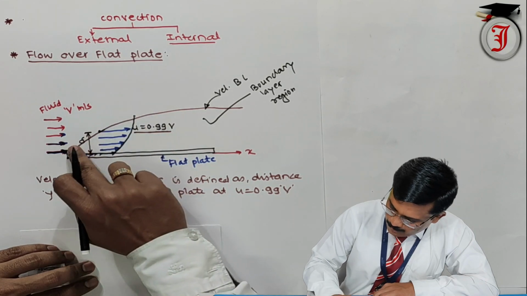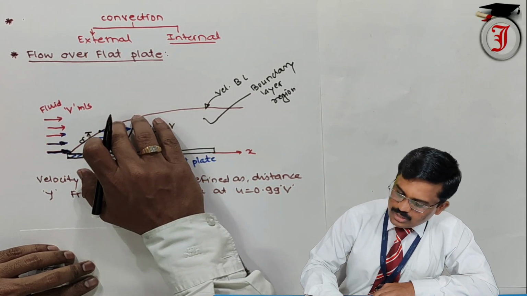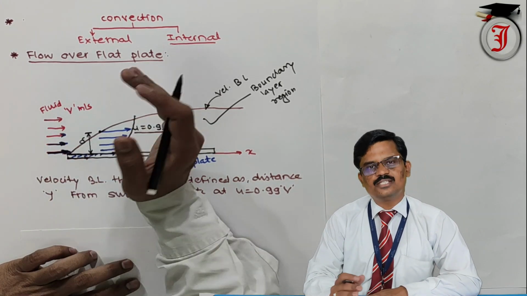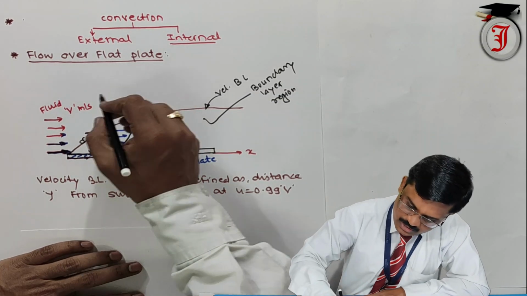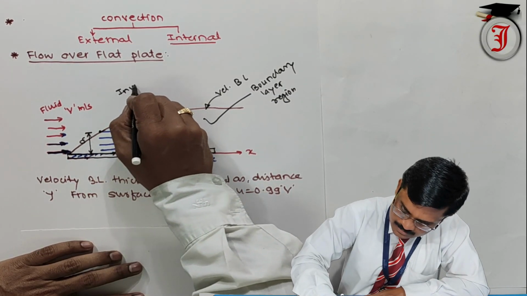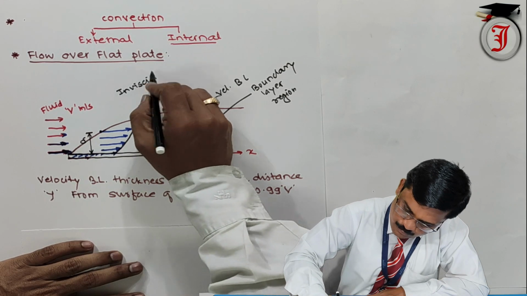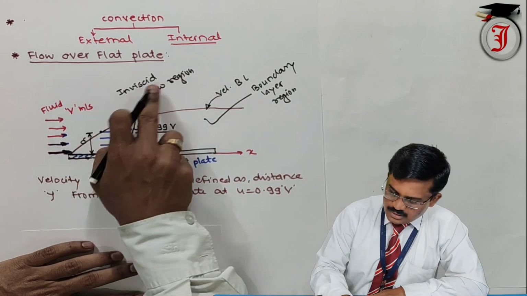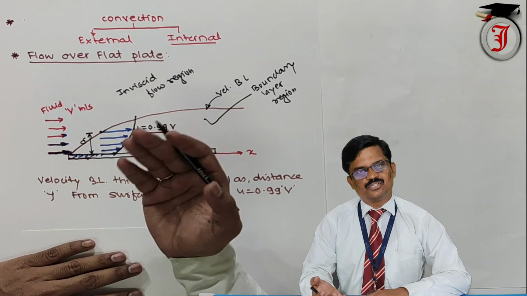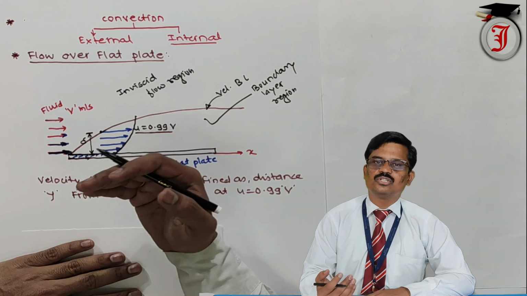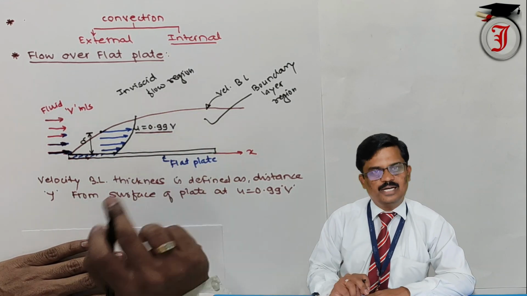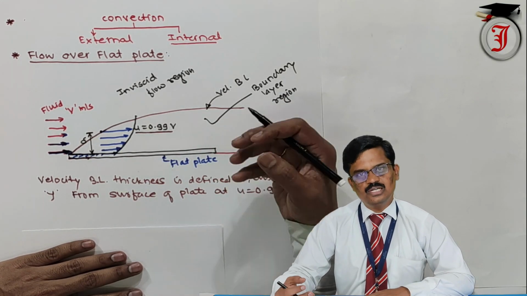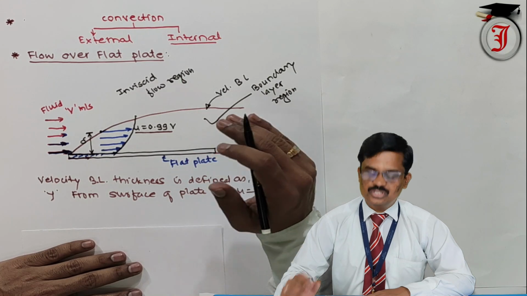After this velocity boundary layer, beyond it, there is no significant effect of friction, as well as no change in velocity. This region is called the inviscid flow region. So we can say in the inviscid flow region there is no friction effect, and the velocity does not change due to the flat plate. And the other region is the boundary layer region, where there is a significant effect of friction and the velocity changes.